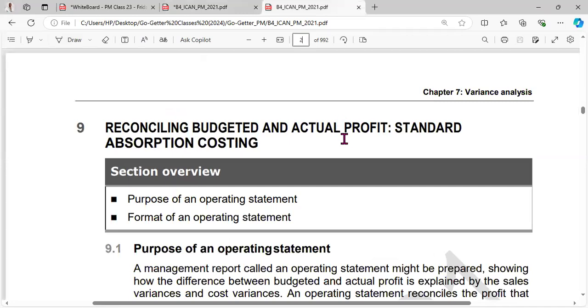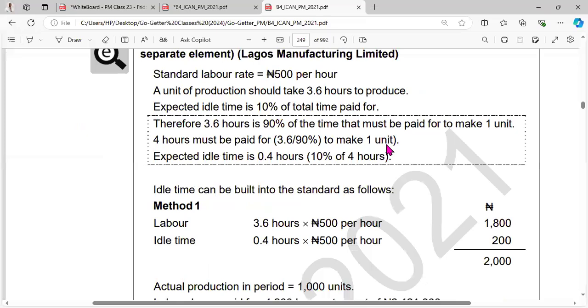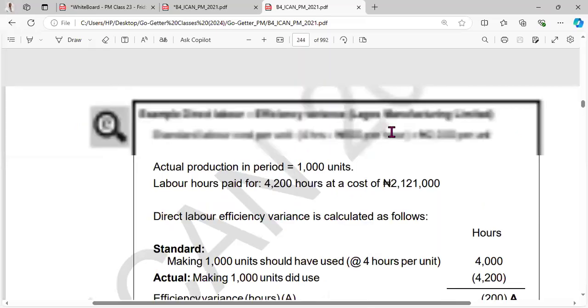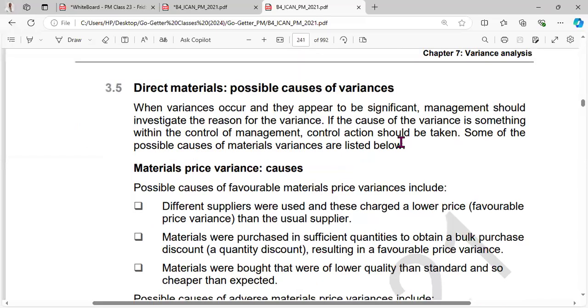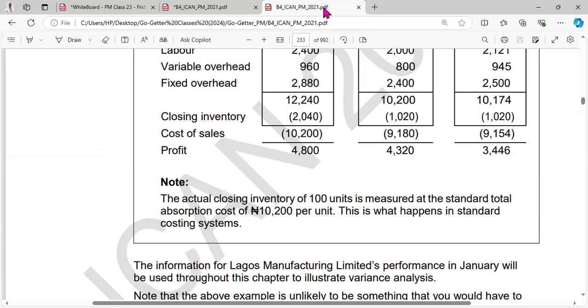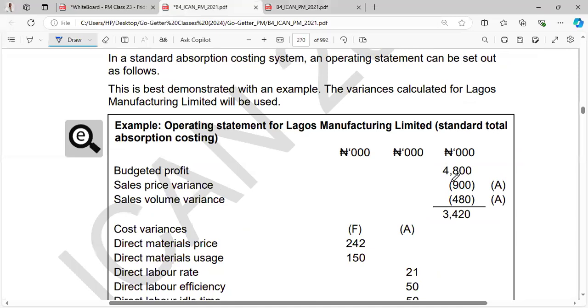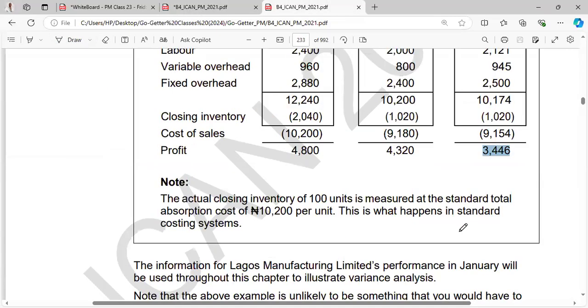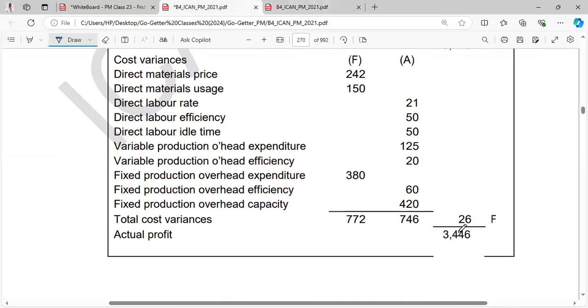250. Let's go up to see how we are able to. All right, so this is how we got from here, which is from the 48 down to this figure. So you see how it is being reconciled.